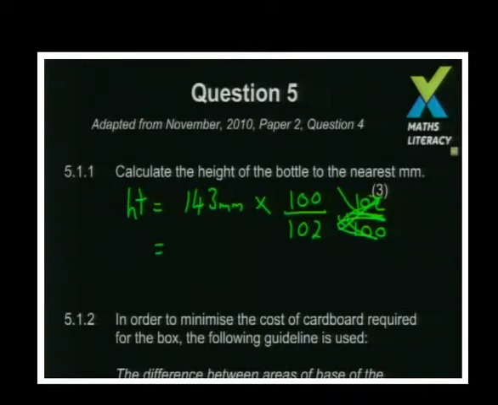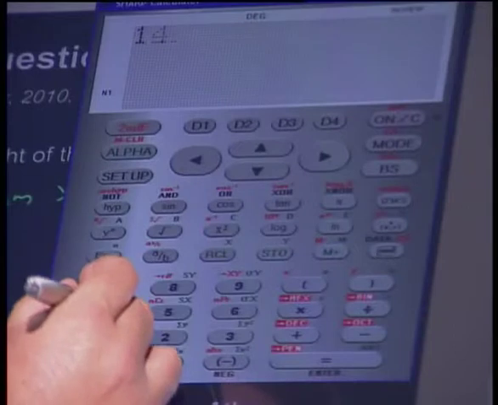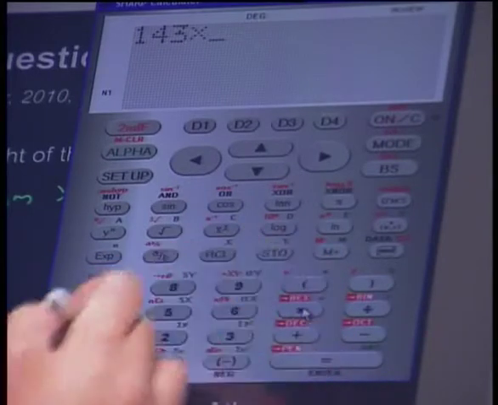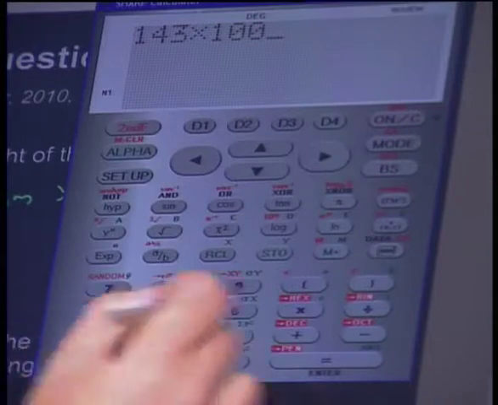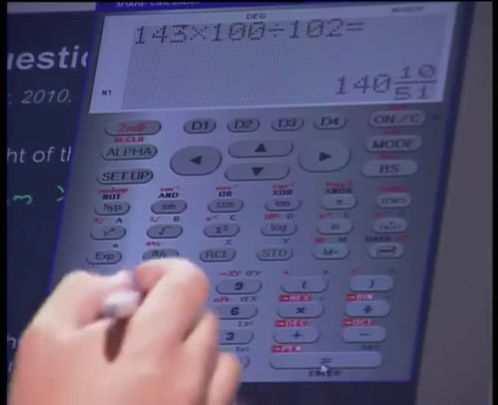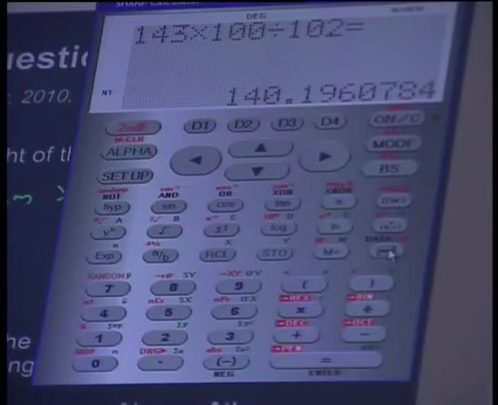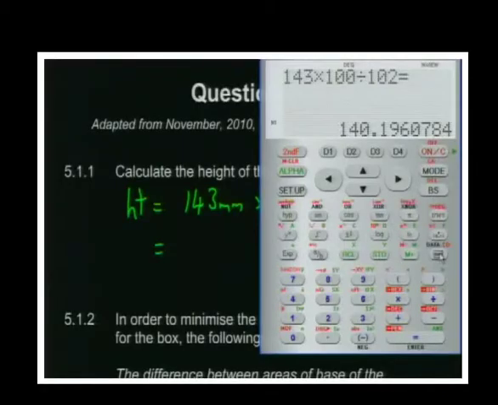So I'm going to say the height of my bottle is 143 times 102%. But because I want it smaller, I'm going to put the 100 on top and the 102 at the bottom. So let's have a look at it. I have 143, I'm going to multiply it by 100, and I'm going to divide that answer by 102. Okay? And what's my answer? My answer works out to being 140.196 something millimeters.